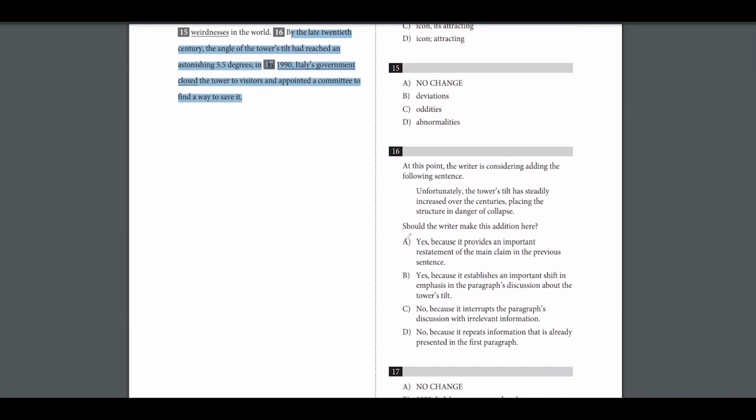So now we know that we're dealing with A and B. Now A provides information, an important restatement of the main claim. No, right? Is that a restatement of the main claim? No, there's no idea that's repeated here. And then B says it establishes an important shift from this to that. What? The intro, yes, that's good. Intro over to the eventual collapse and maybe the danger and the restoration attempts. So B is great. Does that make sense?